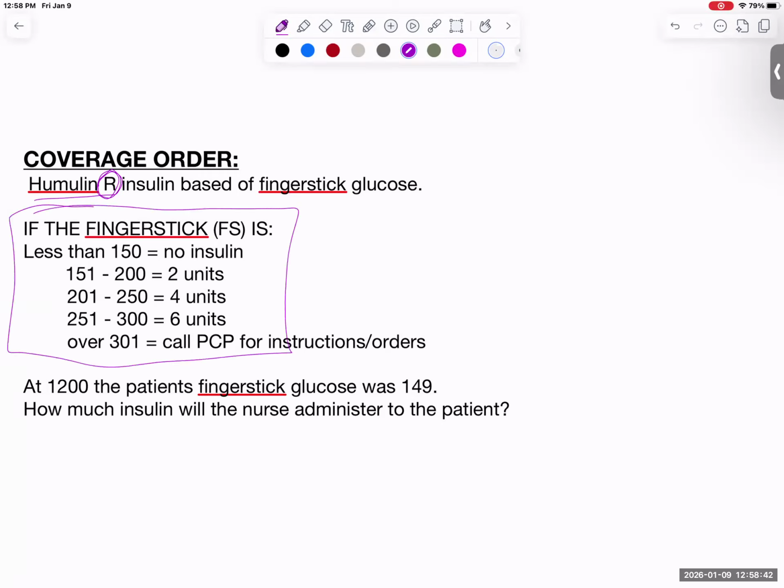There will be parameters. So that means at 12 o'clock, you go in and the patient's finger stick, which means they poke their finger, take their blood, is 149. How much insulin will the nurse administer to this patient? What's the answer to this one? No insulin. All right. The sugar was 149. Where does 149 fall? That's less than 150. The patient gets no insulin.